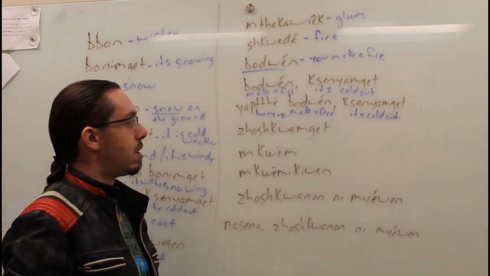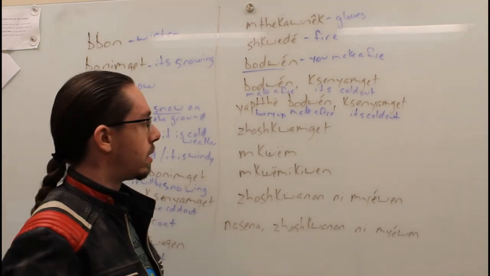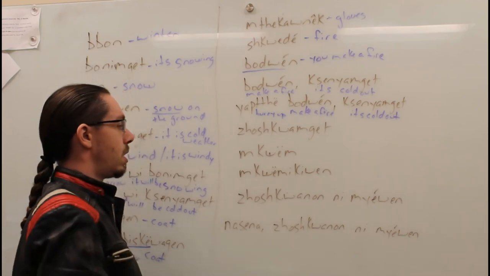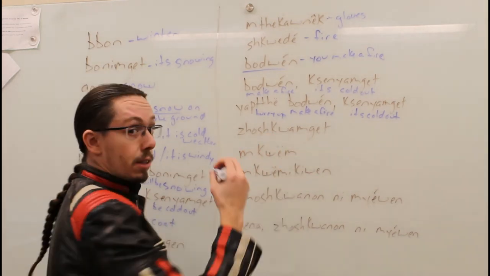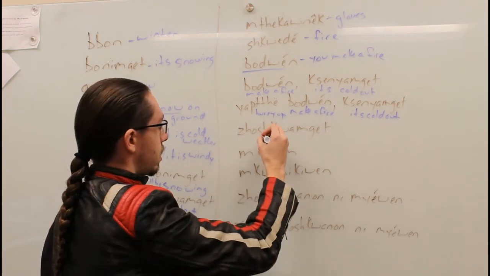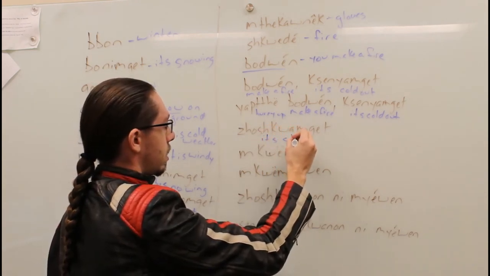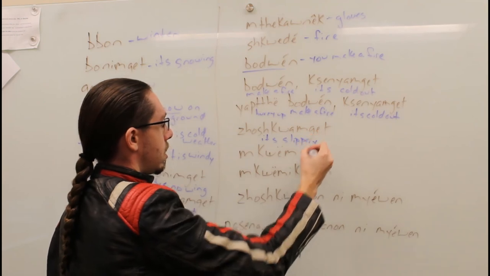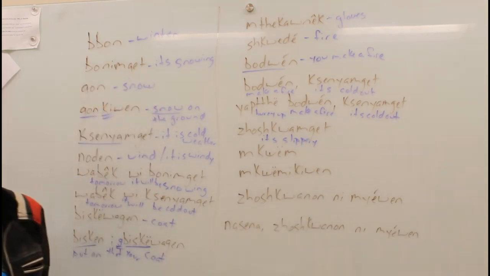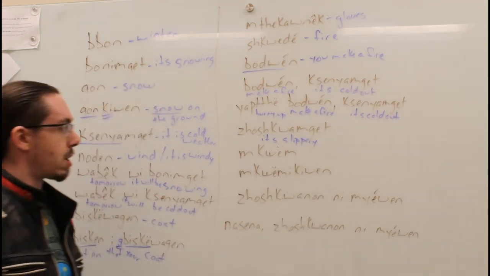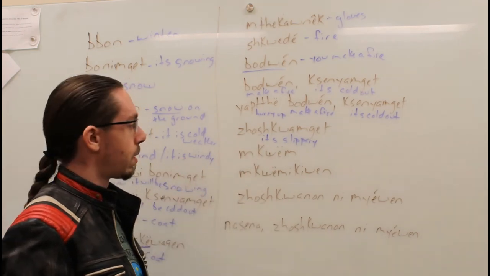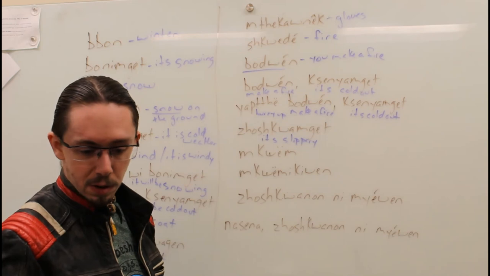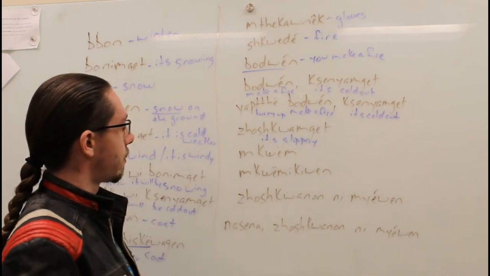Next one we have zhoshkwamgit. Zhoshkwamgit means it's slippery. Could be a sidewalk, could be a slide, could be many different things. Anything that is inanimate, means zhoshkwamgit. Be a table, zhoshkwamgit yidopo.